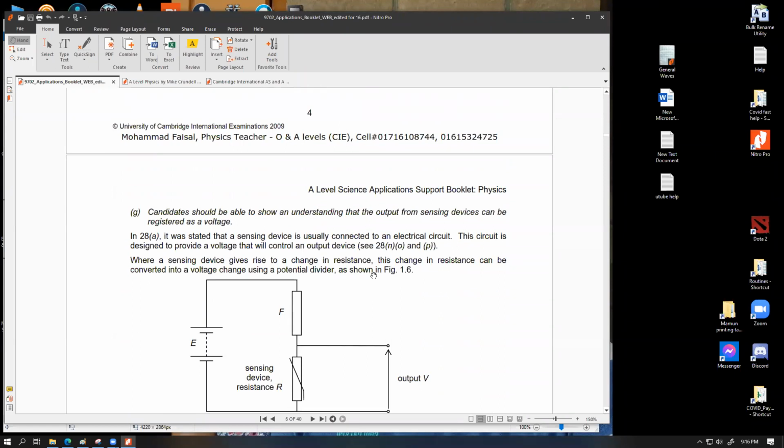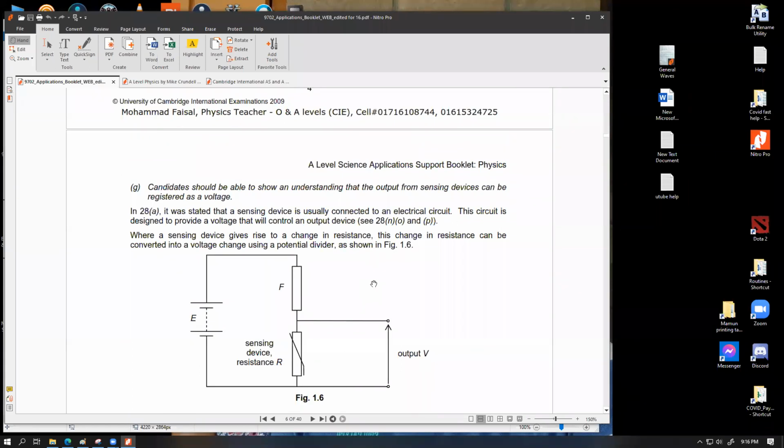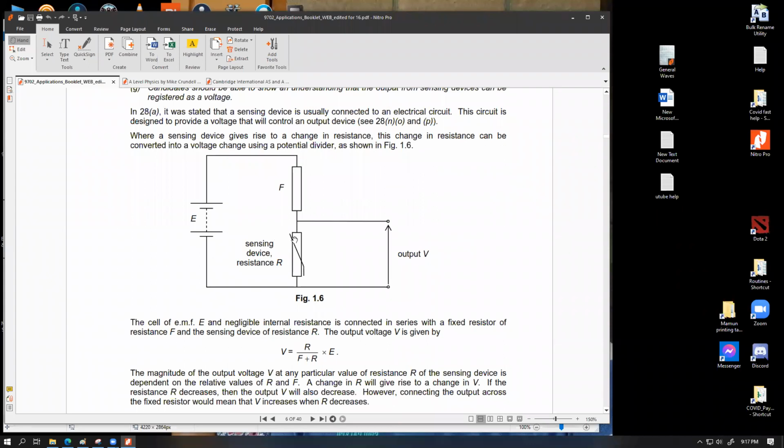So then we have a very common figure. What do you call this thing? Anyone know this circuit? Or remember this equation? No one? So potential divider. It's a potential divider, exactly. It's a potential divider. So a very, very basic potential divider circuit.